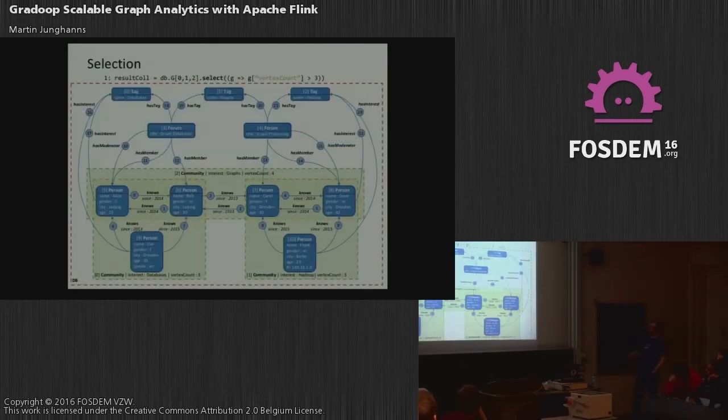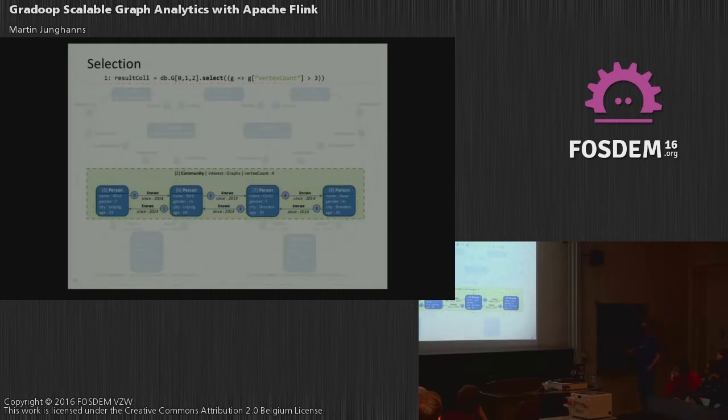So for example, selection, what we do here is we have our graph collection containing three logical graphs, 0, 1, and 2, so these three graphs, and we say select and give them a predicate function which just says, okay, evaluate true if the vertex count property has a value which is greater than 3, and the result in that case would be one collection containing one logical graph, in that case the one with ID 2.